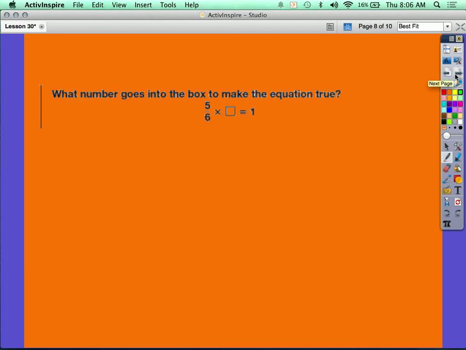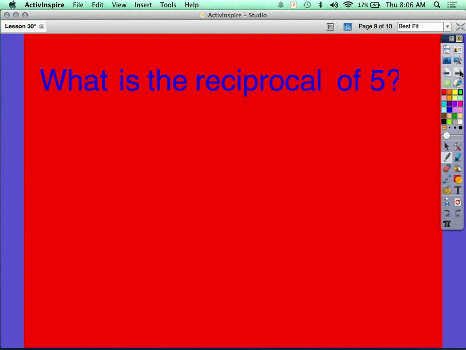Okay, what number goes into the box to make this equation true? Once again, flip your fraction. There's your answer. The reason this works is because if I put that in there, I have 5/6 times 6/5. If I do that multiplication, I have 5 times 6 is 30, 6 times 5 is 30. Well, 30 over 30 is going to equal what? That is why the reciprocal works. So all we're doing is flipping that fraction.